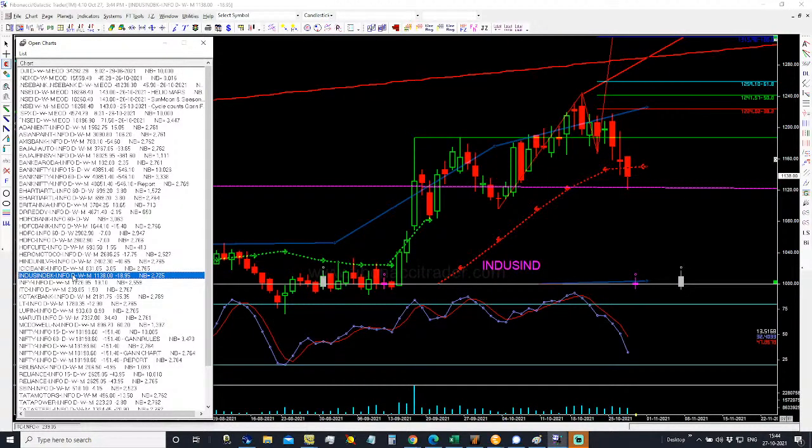IndusInd Bank results are today. I don't know what will happen to the results. I'm not an expert on that. But the problem is it has closed below the weekly line, which is 1148. It has found support on the lower level breakout line. So this is a little bit of a positive thing, but still, I will wait and see tomorrow how it behaves.